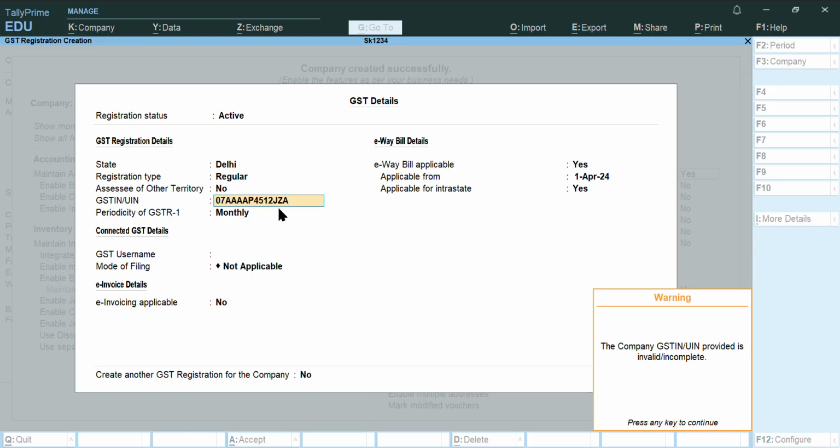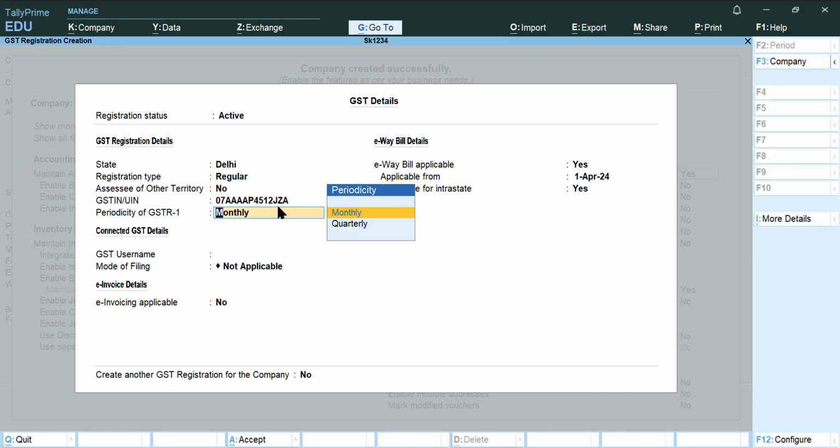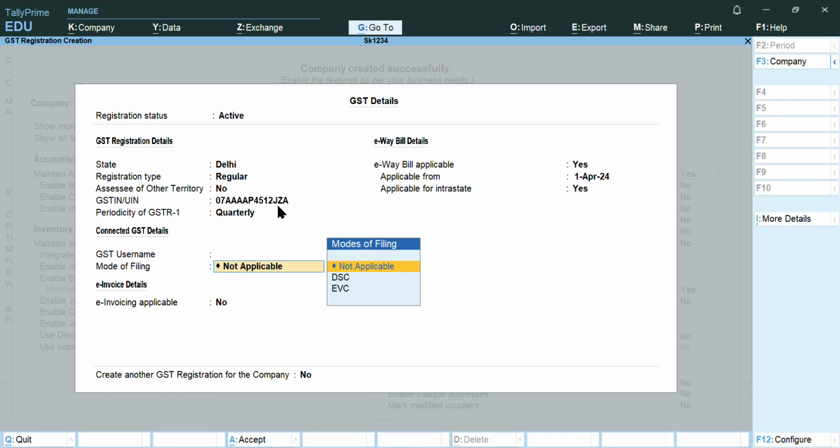Now, this number is invalid because this is just a question for educational purposes. It's not a real number. Okay. Periodicity of GSTR, monthly or quarterly, you can write any if your question is saying something, otherwise just enter. GST username not needed, mode of filing not needed. These are all informations needed in a real scenario, but herein we don't need it. Rest all will be taken as it is.